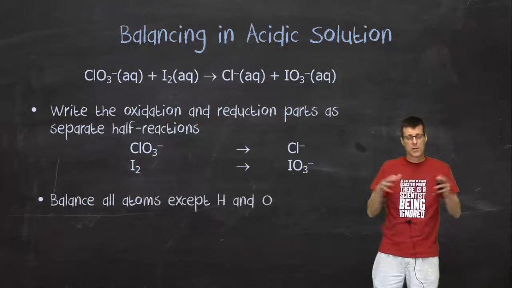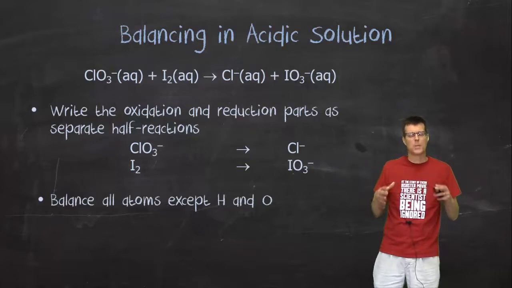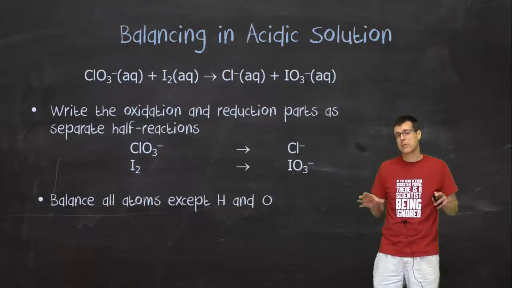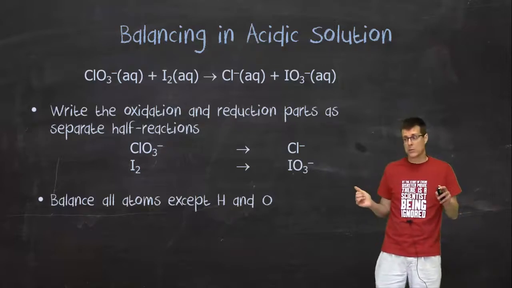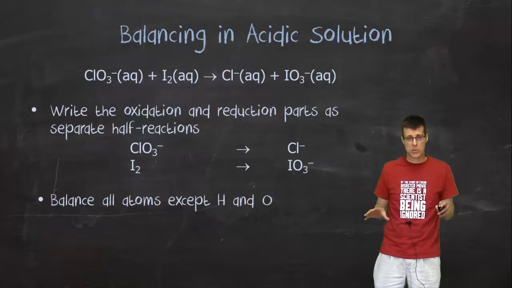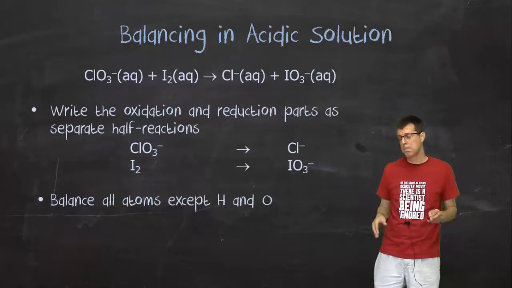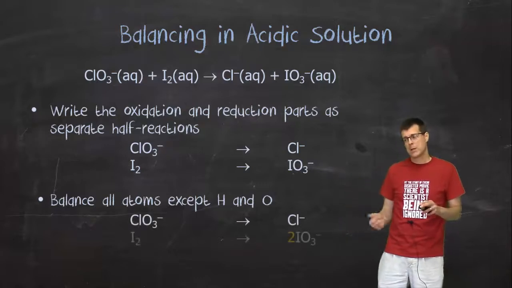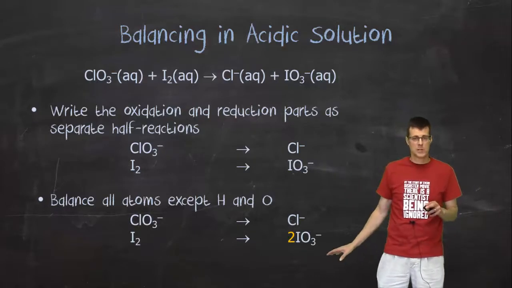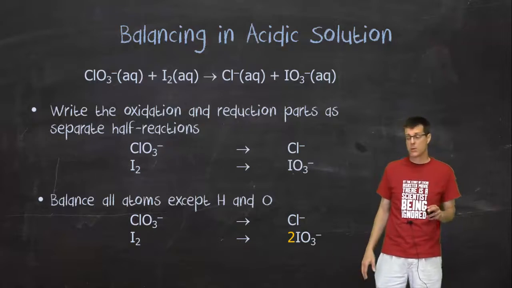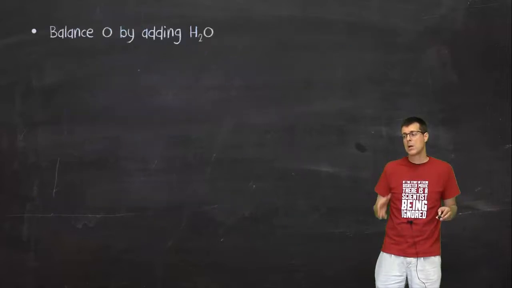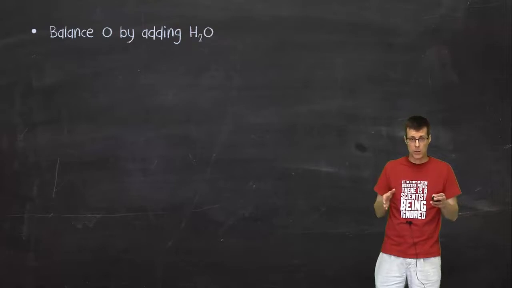Okay, first thing, we're going to work our way from big to small. The big things, the most obvious things, are the chlorines and the iodines. So I'm going to balance those. So balance all atoms except hydrogen and oxygen, starting big, going small. Chlorine is already balanced, one on either side, but for the iodine, there are 2 iodines on the reactant side and only 1 so far on the product side. So I'm going to balance it. Starting big, going one step smaller, I'm now going to balance the oxygen. I'm going to do that using water.